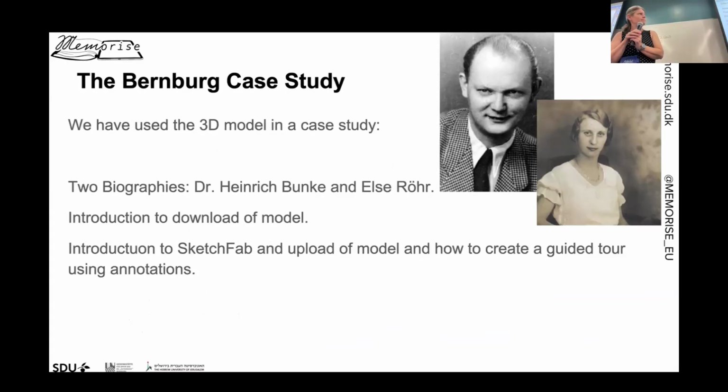But we have actually made this case study where we are creating a study material. And one of the things within this case study is that we have used the 3D model, and we have given the students two biographies, one from a perpetrator and one about a victim, Dr. Bunge and Israel. And we are giving them a manual of how to download the model from the Memorize page, how to make a Sketchfab user, and how to upload the model, how to create a guided tour from the info they get from these two biographies and the background on T4. And that's just been sent out, and we are hoping to get some feedback from that very soon.